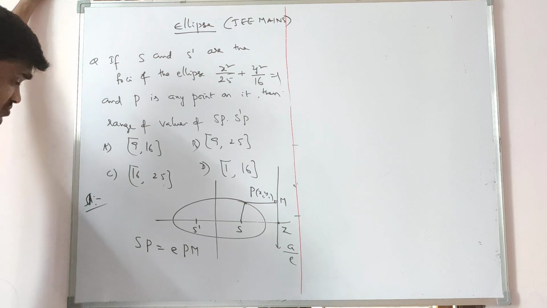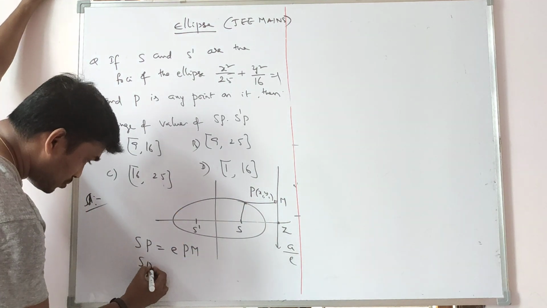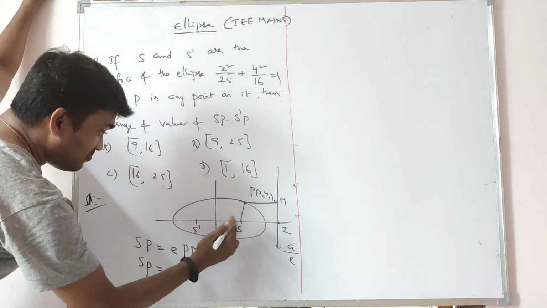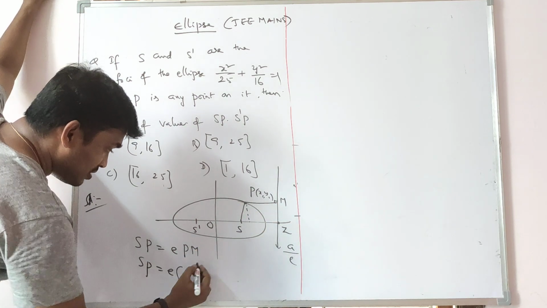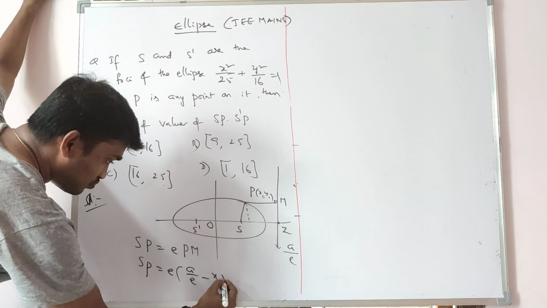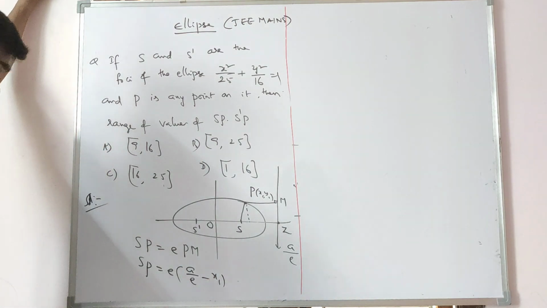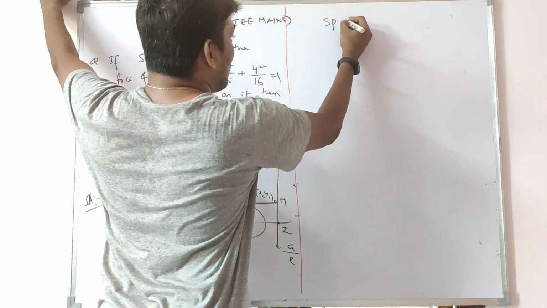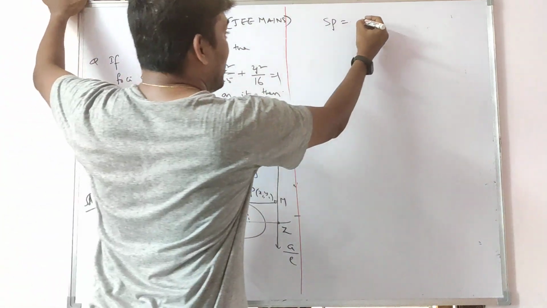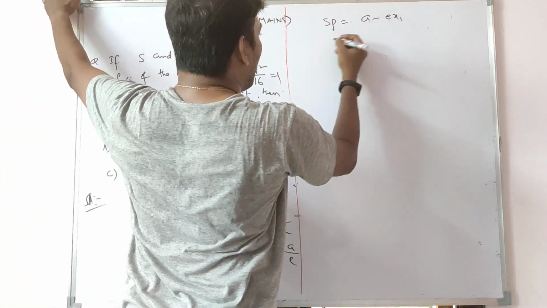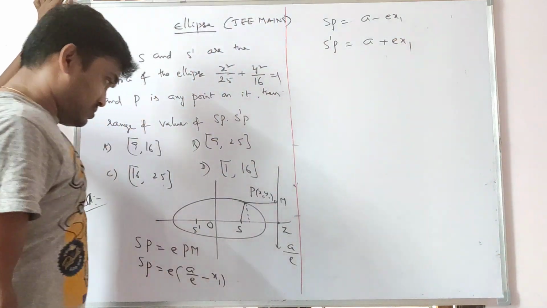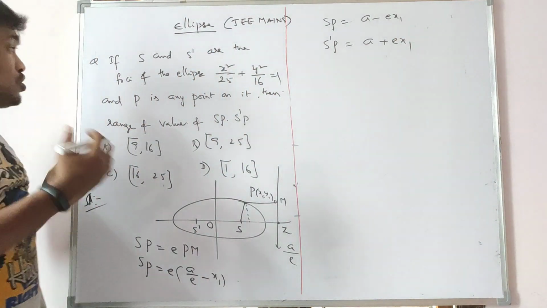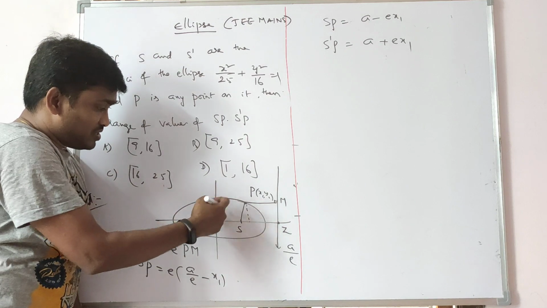Okay. So SP is equal to E times PM. How to find PM? This is the x1. So a by e minus x1, by definition. Therefore, SP is equal to a minus e x1. Similarly, S dash P is a plus e x1. Choose any one point on the ellipse.